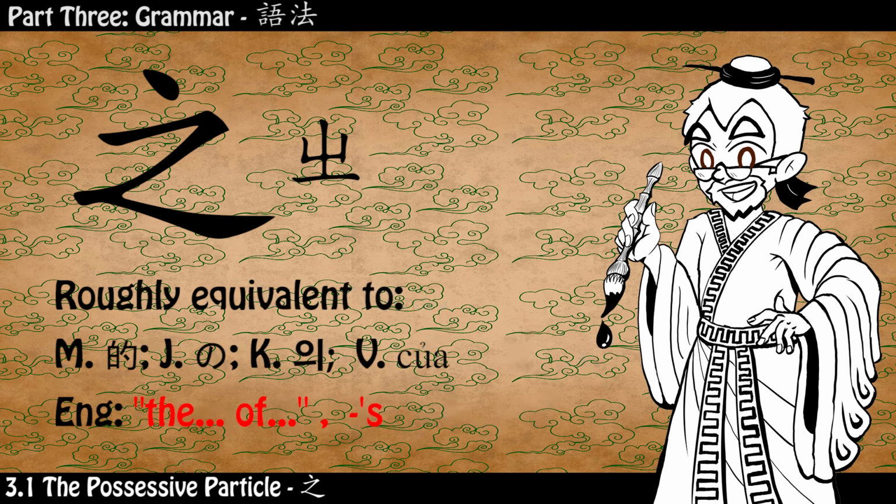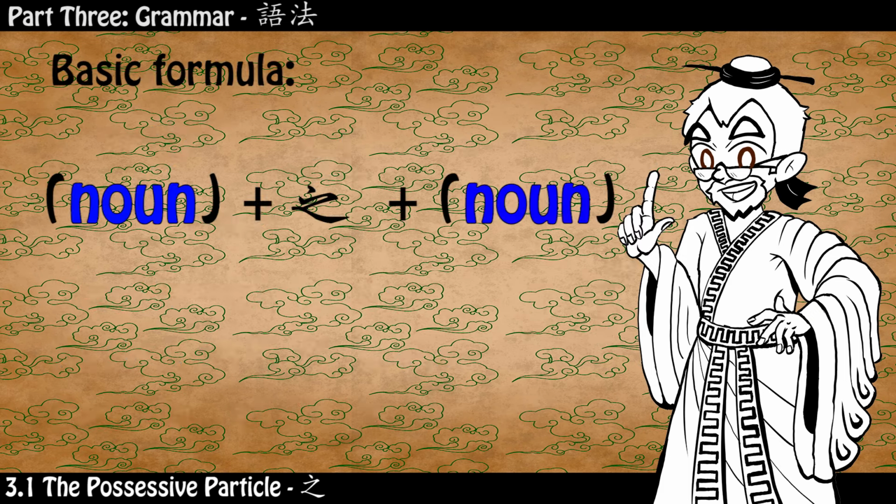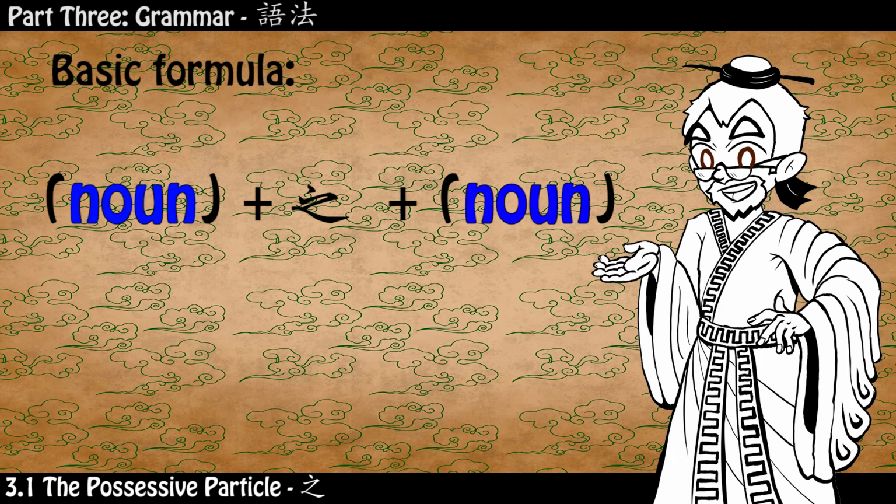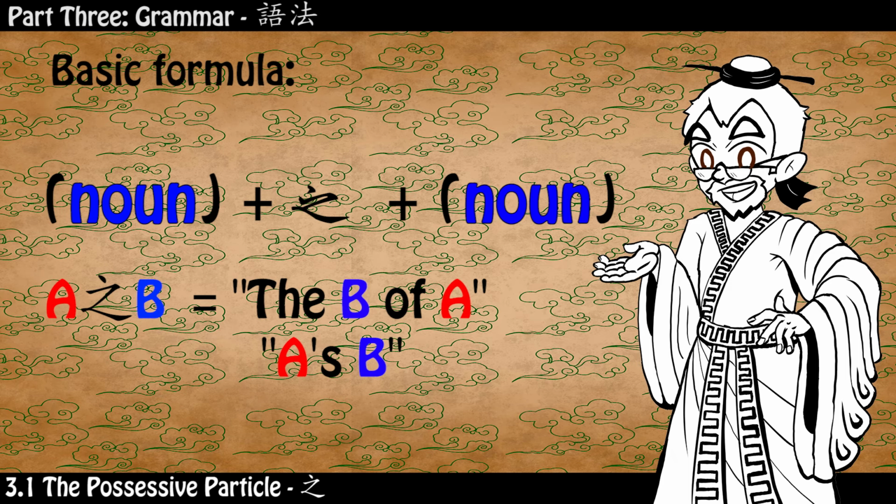Used in this way, 之 fills the same function as modern Mandarin 的 or Japanese の. In English, we can choose between using possessive s or of to translate 之. The noun that comes before this particle is always the quote-unquote owner of the noun that comes after the particle. On the screen, you can see the basic pattern for using 之. So, A 之 B can be translated as either A's B or the B of A.